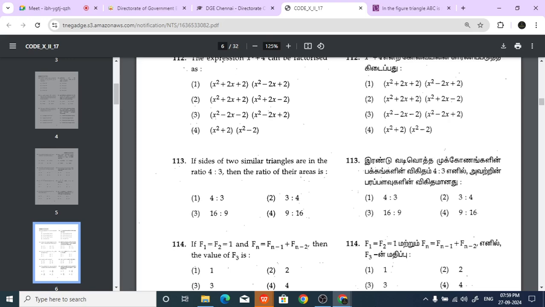Are you getting the answer? Srinidhi, what is your answer? Rakshan, what is your answer?